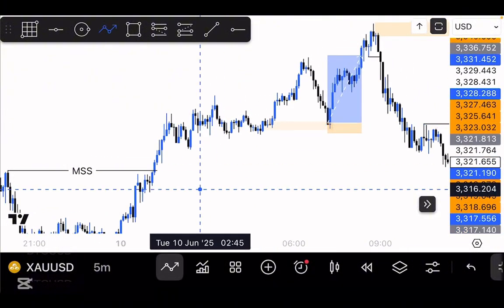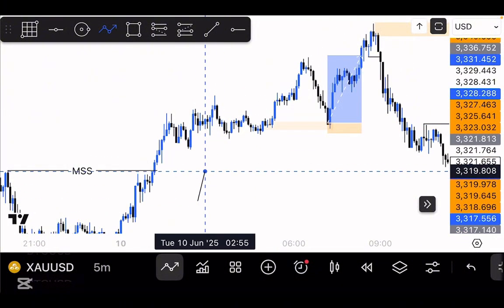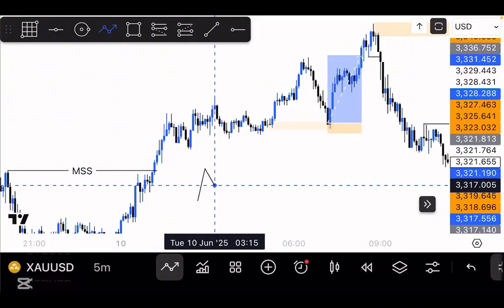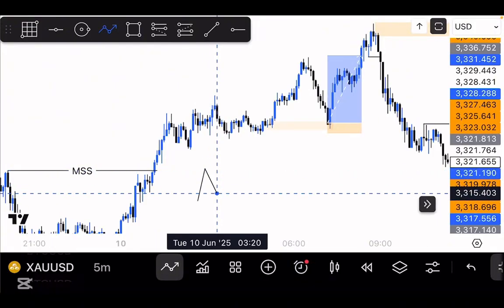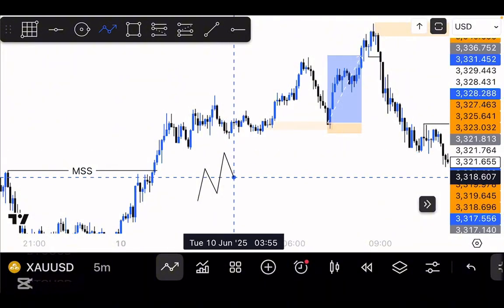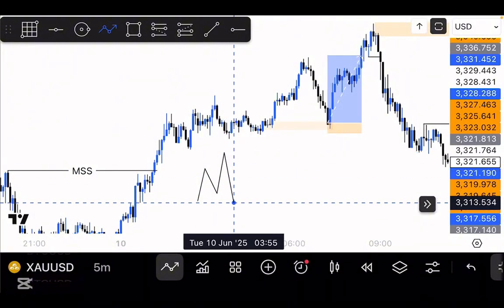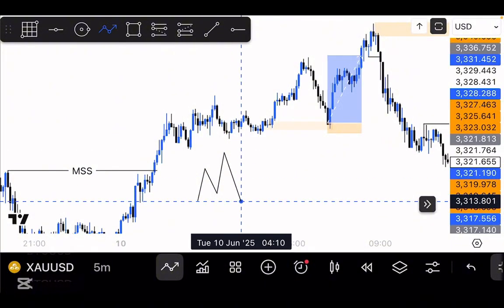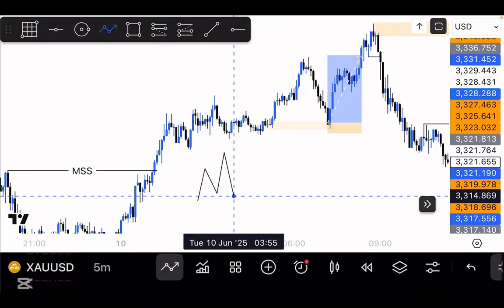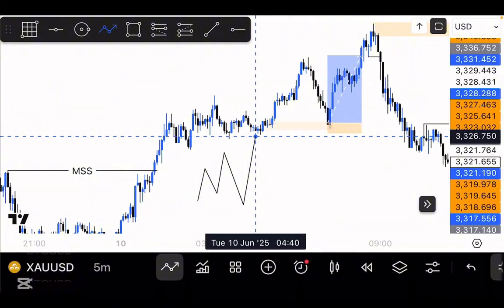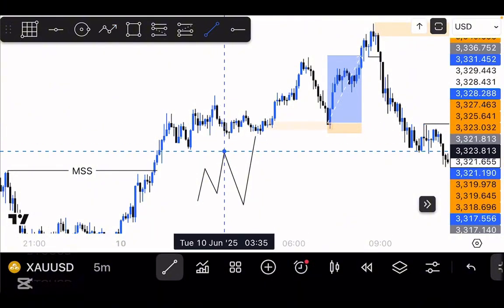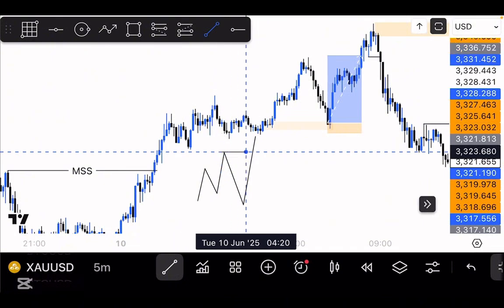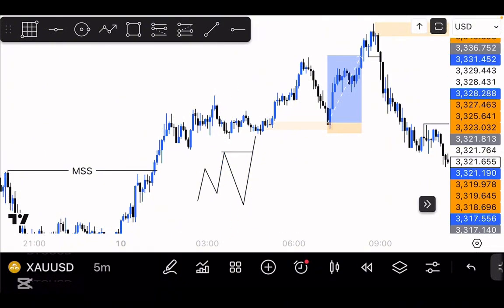My setup is simply, after a change of character, I want to see a valid break of structure. What is a valid break of structure? When the market breaks the high and comes back to the 50% level, or sweeps this low. Let me just map it out so you understand what I'm trying to say. You see, this is a high, this is a low. The market sweeps this low and comes to break above. So for me, if you are trading the 360 Pro strategy, this is said to be a valid BOS.